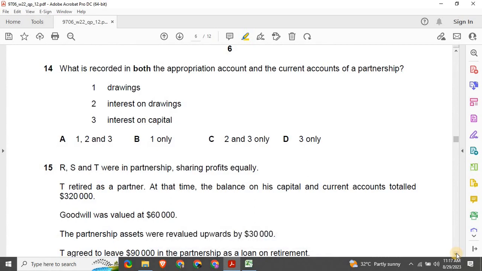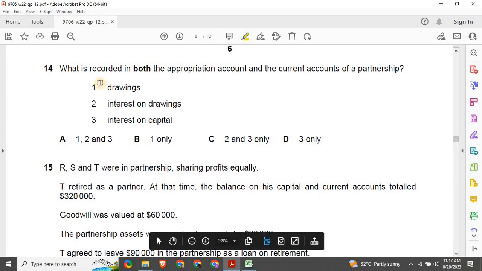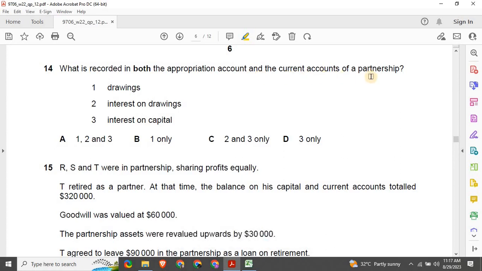Question number 14 says, what is recorded in both the appropriation account and current account of a partnership? In the appropriation account and the current account. So options are drawings, next one is interest on drawings, and interest on capital. So remember, it needs to be recorded both in the appropriation account and the current account. Drawings is not recorded in the appropriation account. It will be recorded only in the current account. So this is not the correct option.